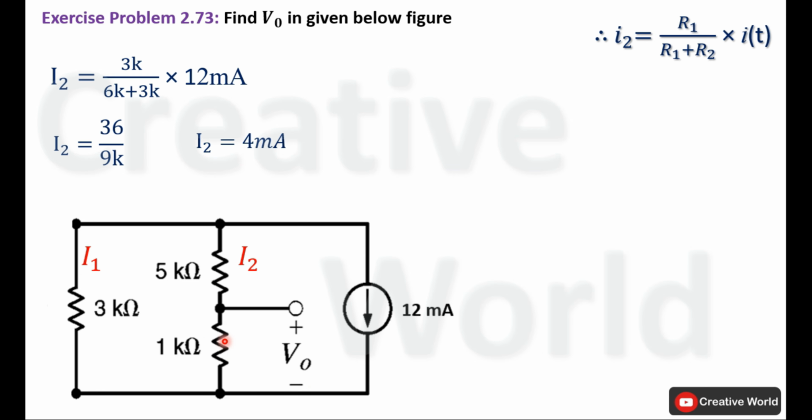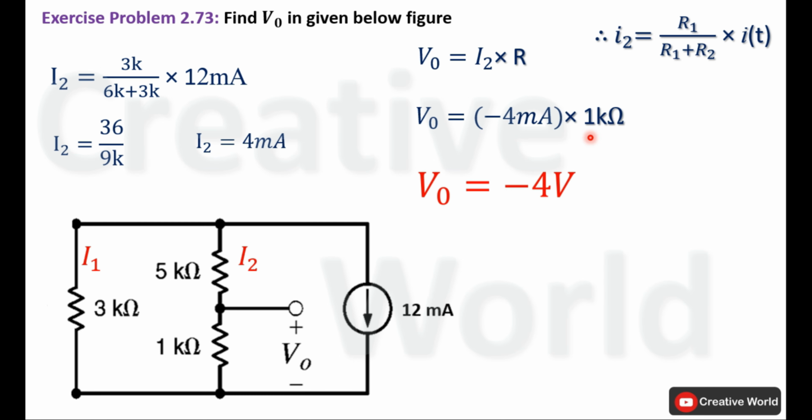Now using Ohm's law, we will calculate voltage V0. The equation of voltage V0 will be equal to I2 multiplied by R. I2 is minus 4 milliampere and R is 1 kilo ohm. Here we have taken current with a minus sign because current is entering from the negative terminal and leaving from the positive terminal. Take the product of minus 4 milliampere and 1 kilo ohm. Milli will cancel out with K and the product of minus 4 and 1 will become minus 4 volt. So the value of V0 inside this network is minus 4 volt.